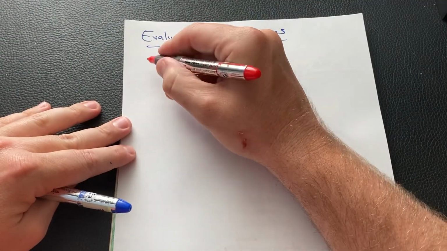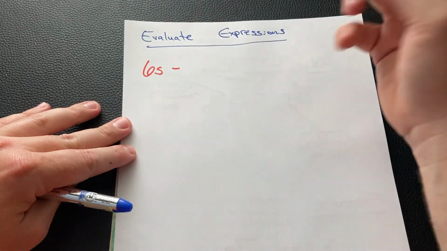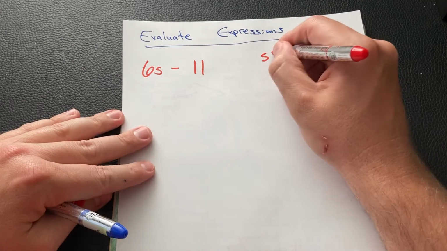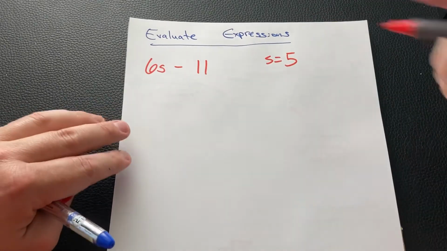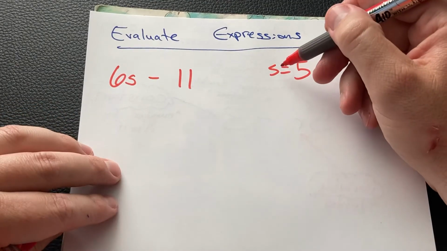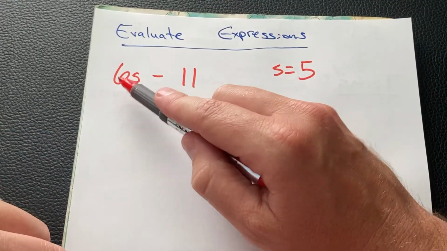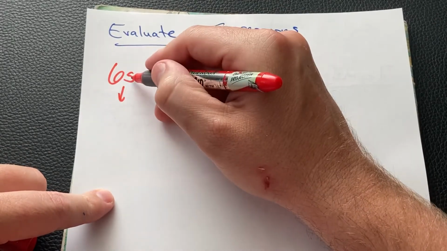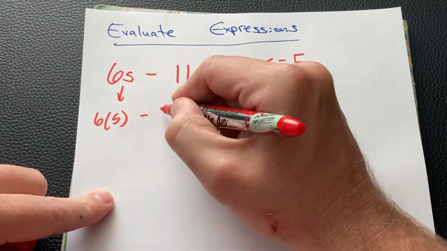Okay, so let's do 6s minus 11. I just made that up. Let's say s equals 5. You're going to get something that looks like this. All you're going to do is plug in the variable value. In math, when a number is touching a variable, that means times. Let's plug it in. 6 times, s is now 5, 6 times 5 minus 11.